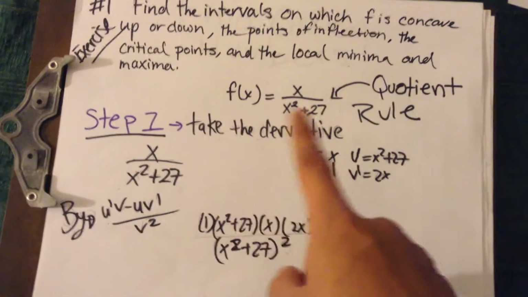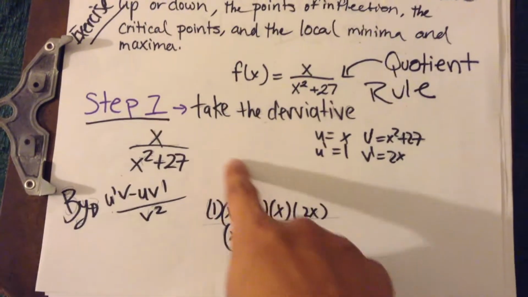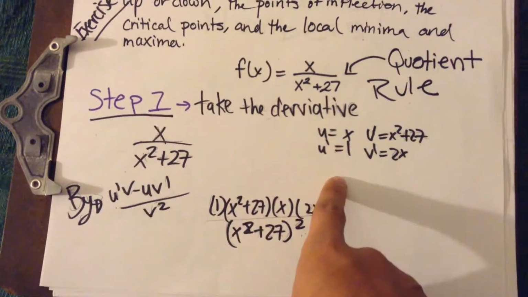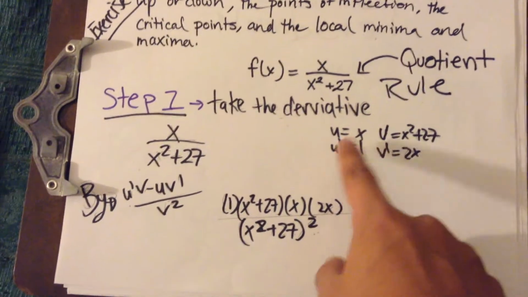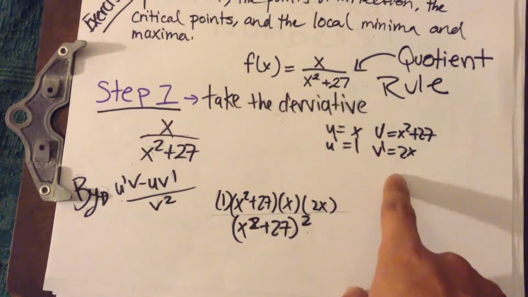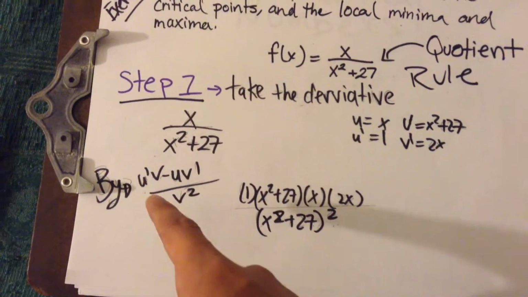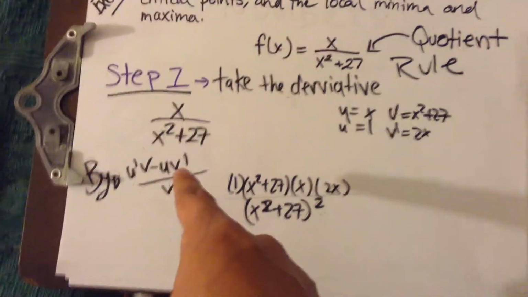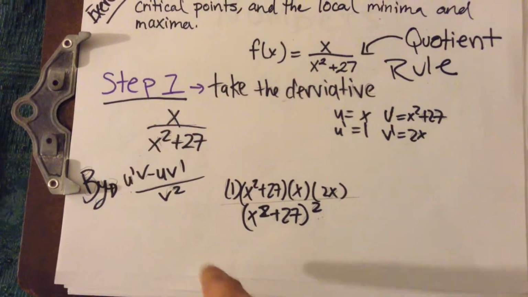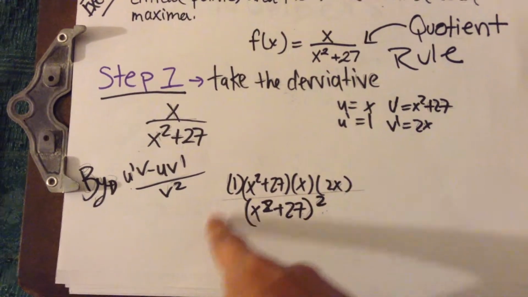So for step 1 we had to take the derivative, so we use the quotient rule. The x is u, and x squared plus 27 is v, so we take the derivatives of those: u equals x, u prime equals 1, v equals x squared plus 27, v prime equals 2x. The quotient rule is u prime v minus u v prime over v squared, and then we substituted all of these into the equation.